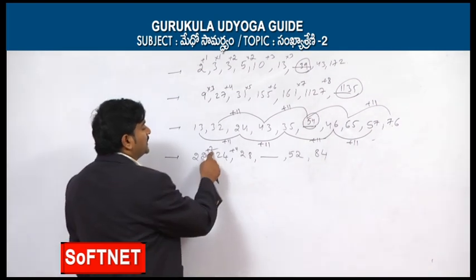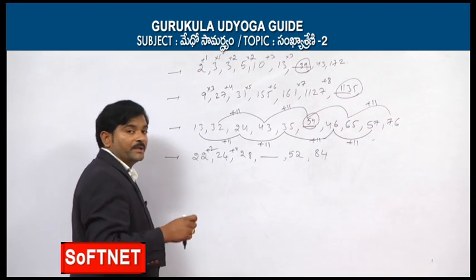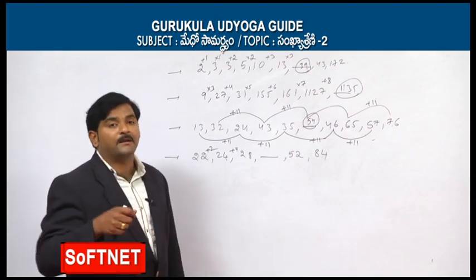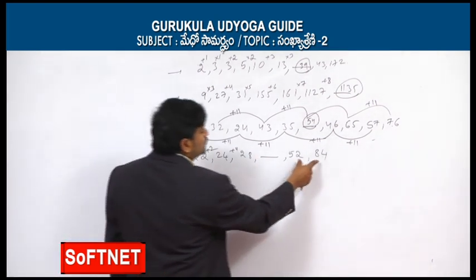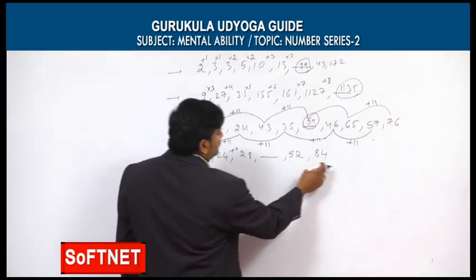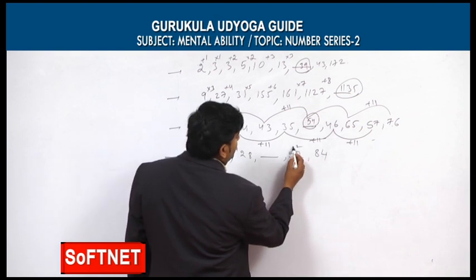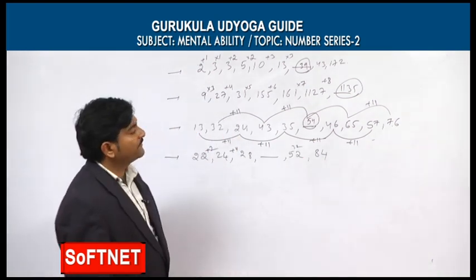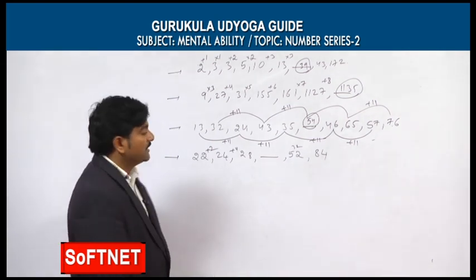How? I doubled 2, what happened? 4. I doubled 4, what happened? 8. Means either I may add plus 8 or plus 6. That depends on the option, or we can see the last 2 numbers. 52 is there, 84 is there. Observe here. What is the difference between 52 and 84? Here a 32 difference is there, right? If I am adding 32 to 52, what am I getting? 84.